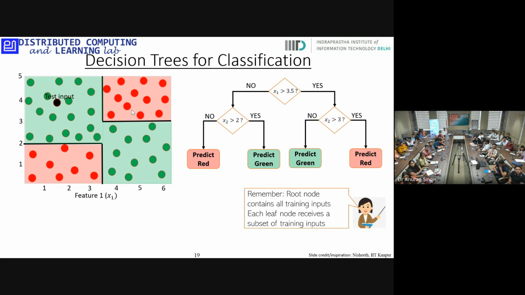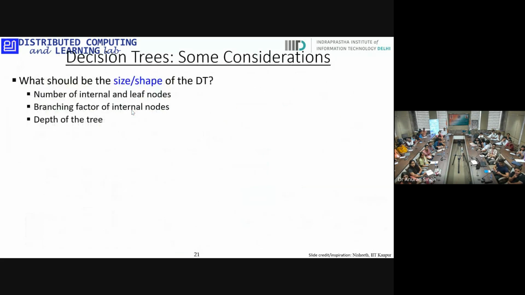So the root node contains all the points, and as we go down the hierarchy in the decision tree, the number of points gets lesser and lesser, and at the leaf node it's a homogeneous set. The idea, I believe, is very simple and very effective as well. And now you understand what is happening at each level.